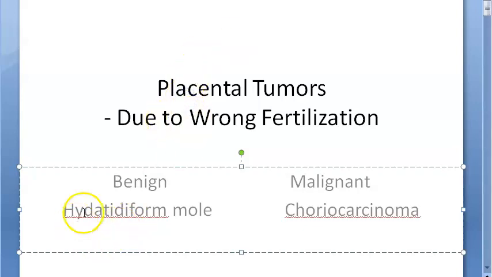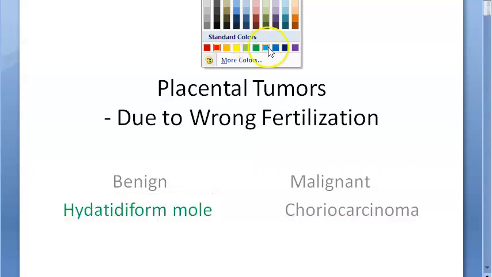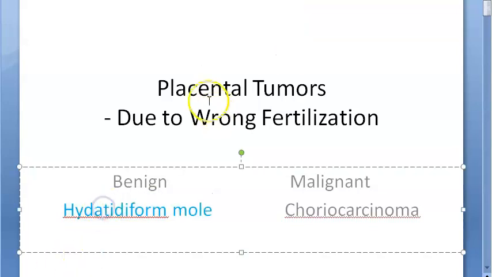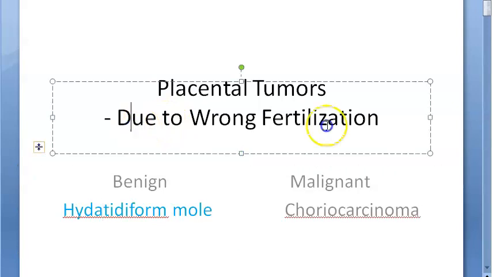Hello people, in this video we want to look at hydatidiform mole. So basically what is this hydatidiform mole? It's a benign condition, it's a placental tumor, and all this happens because of wrong fertilization. Okay, so now we are looking at obstetrics, guys, focus here.